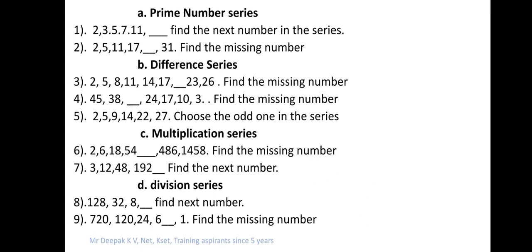Likewise 720, 120, 24. Division is in the series. 720 divided by 6 is 120, 120 divided by 5 is 24, 24 divided by 4 is 6, 6 divided by 3 should be 2.